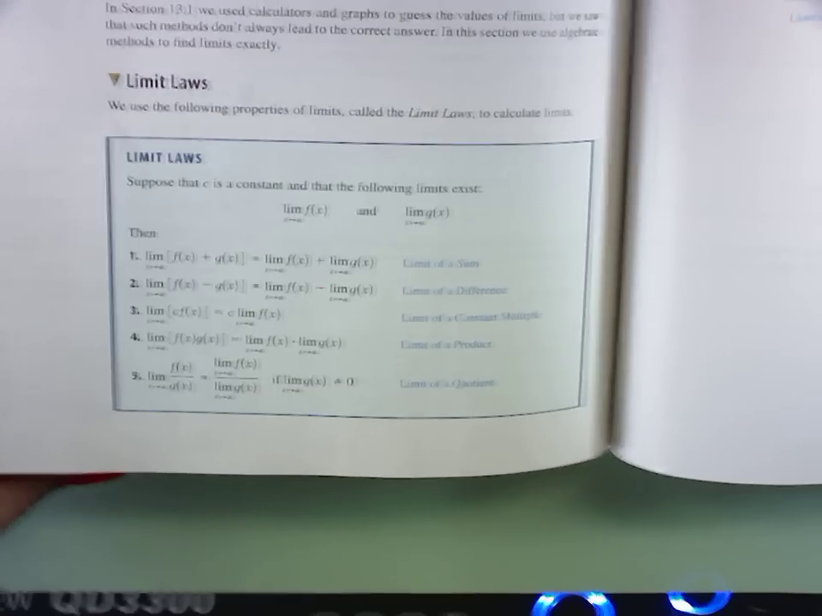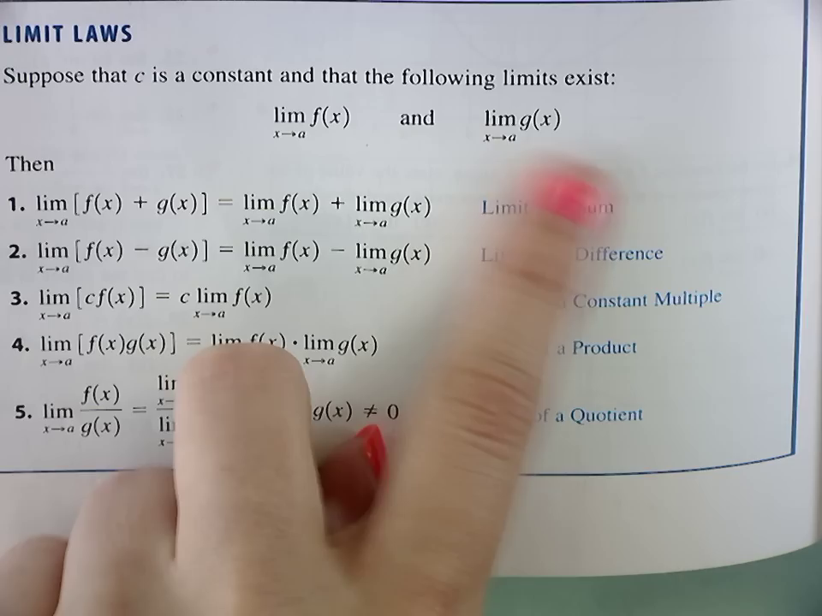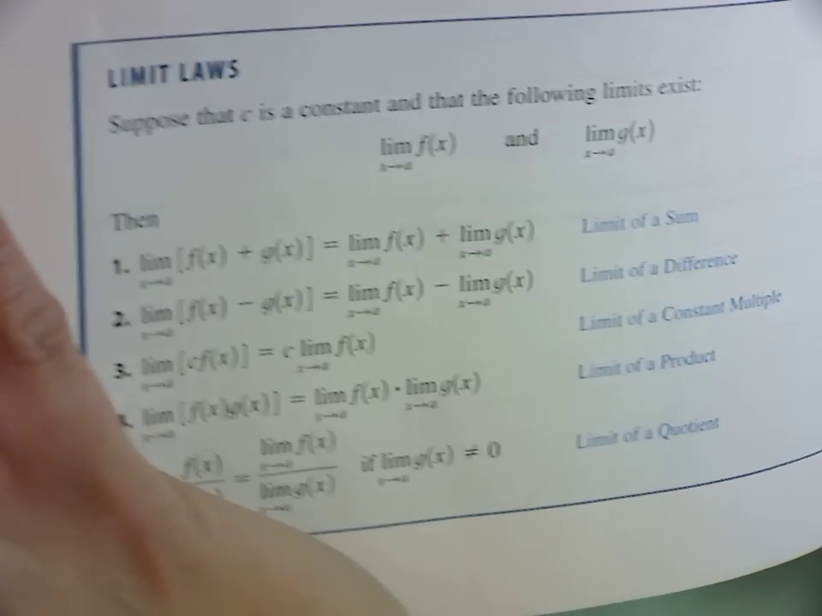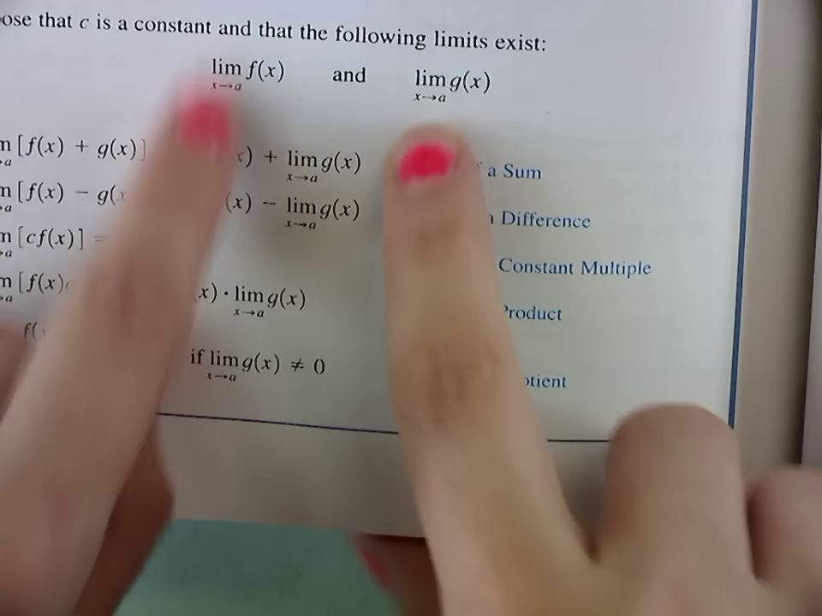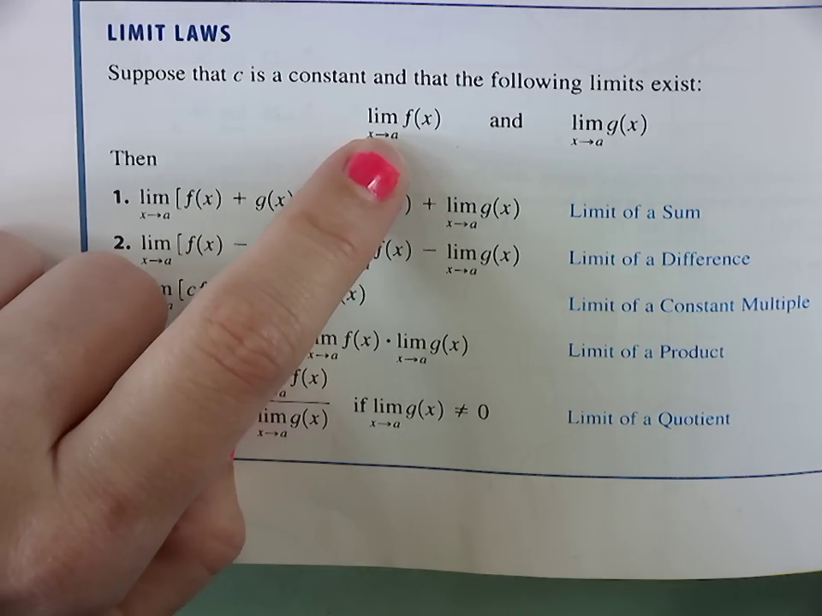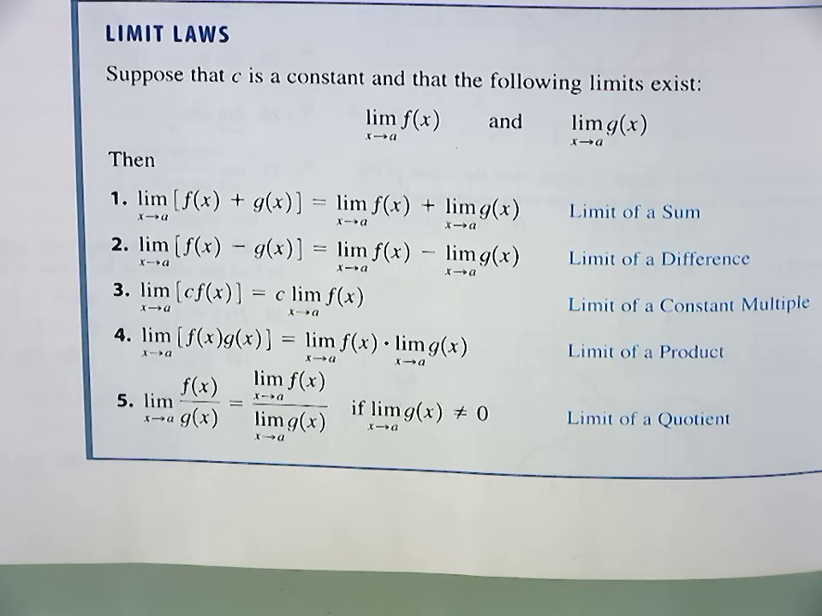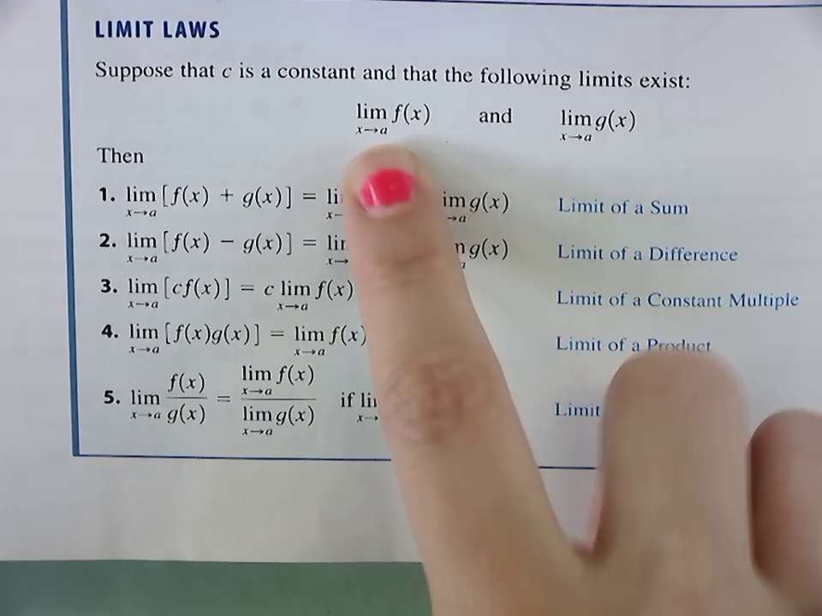Okay, so it says suppose that C is a constant and that the following limits exist. So the limit as x goes to a of f of x and the limit as x goes to a of g of x. Now notice that with both of them, the limit is as x goes to a, which just means you're going to be doing the limit and it's going to what? If it's a, that just represents what? Any number. So they just have to be going towards the same number. Okay, so both functions would have to be going towards the same value a.